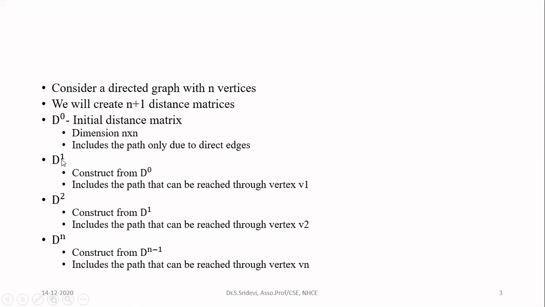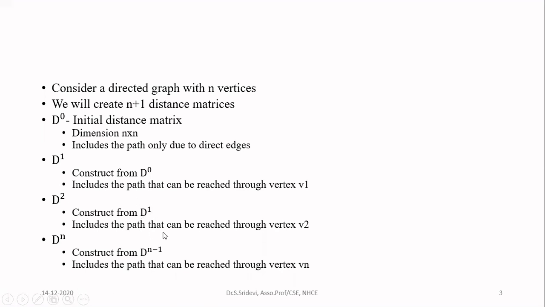Every time you construct a matrix, for example, the matrix D1, it is constructed from the previous matrix D0. The meaning of D1 is that it includes all the paths that can be reached through the vertex V1, because there are n vertices, V1 up to Vn. D0 tells the direct edges only, whereas sometimes there may be a path through the vertex V1. If you have a path through the vertex V1, that will be obtained with the help of the matrix D1. And D2 is constructed from the previous matrix, D1.